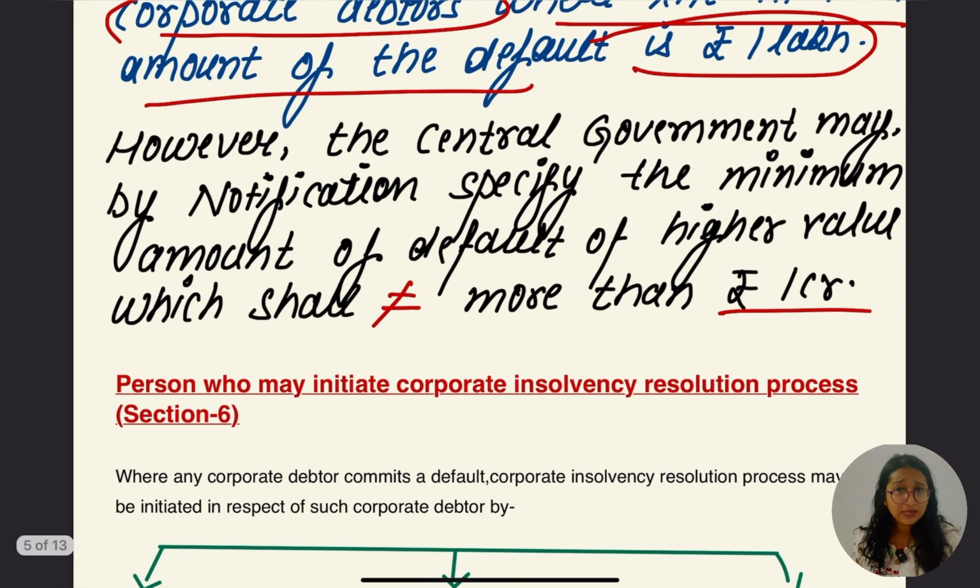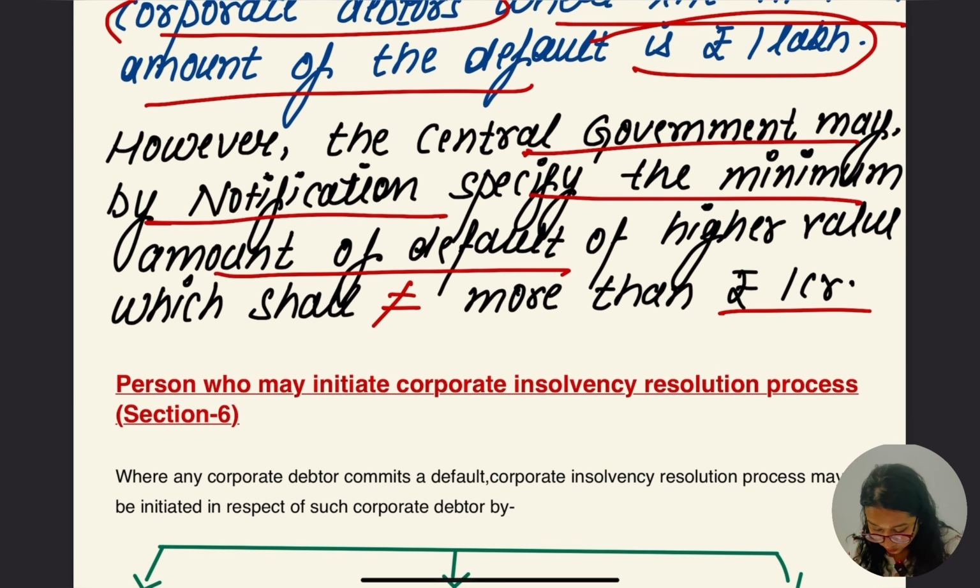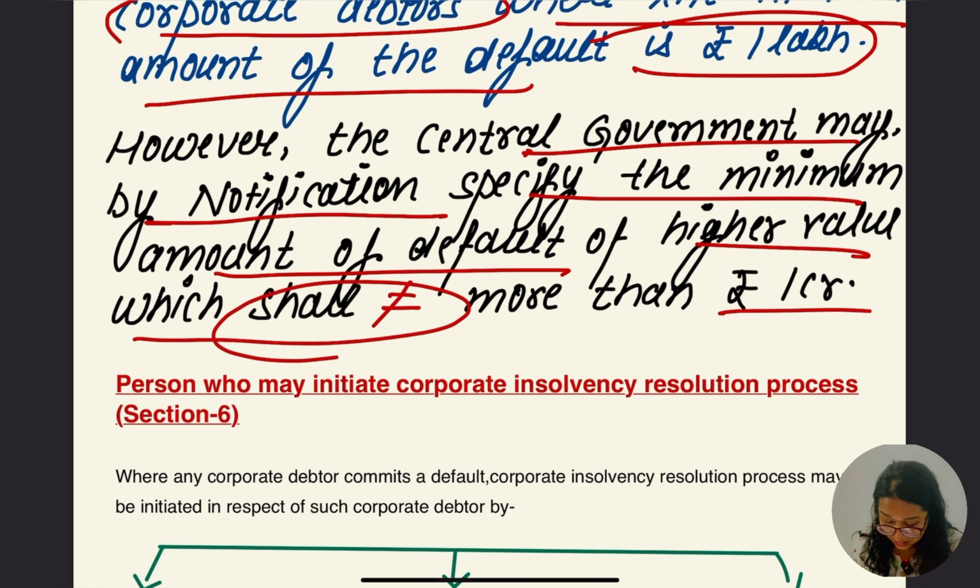However, the limit may extend further. The central government may, by notification, specify a minimum amount of default of a higher value, which shall not be more than rupees 1 crore. So again, the corporate debtor should make a default of at least 1 lakh, but the central government may extend the limit, up to not more than 1 crore. Hope this part was also clear.